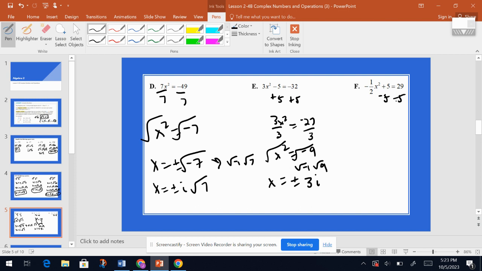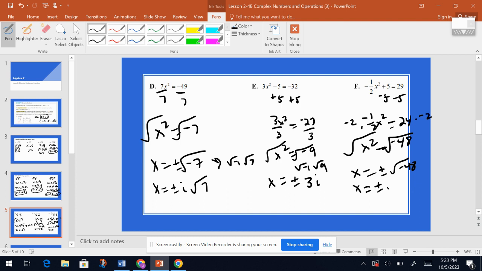Subtract the 5. Negative 1/2 x squared equals 24. I'm going to multiply by negative 2. Gives me x squared equals negative 48. Now I'm going to square root both sides. x is equal to plus or minus square root of negative 48. I'm going to simplify this. We break it down. Plus or minus square root of negative 1, square root of 48. I can rewrite 48 as 16 times 3, right, so this is square root of 16, square root of 3. So I've got x equals plus or minus 4i square root 3.